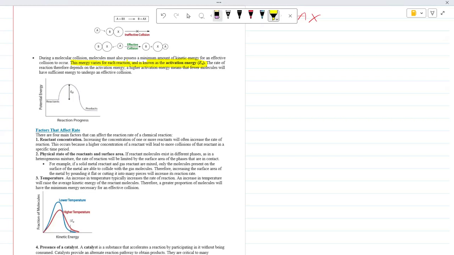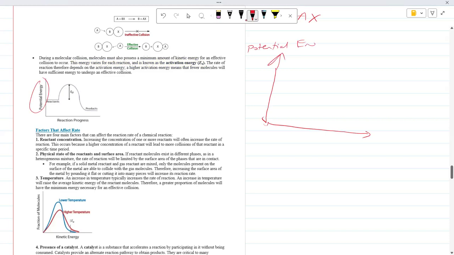So let's think about it this way, using this diagram. All right, so if you have this diagram here, you have the potential energy on the y-axis. So that's potential energy. And then the reaction progress on the x-axis.